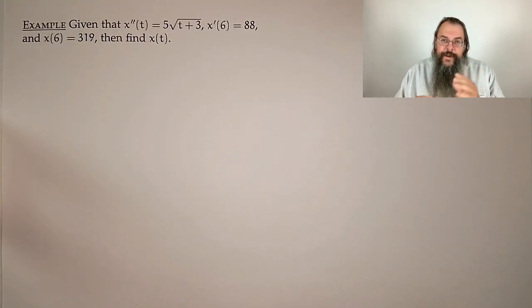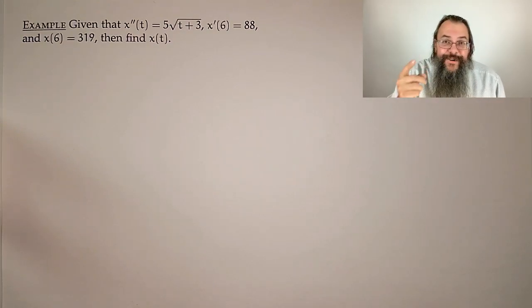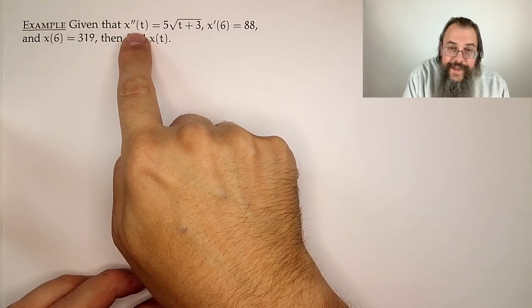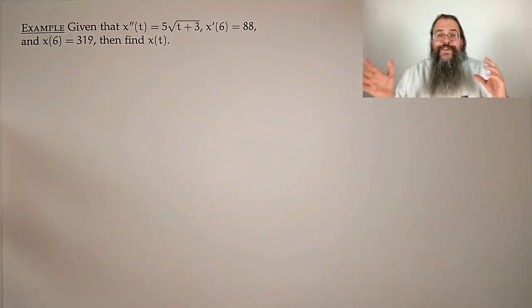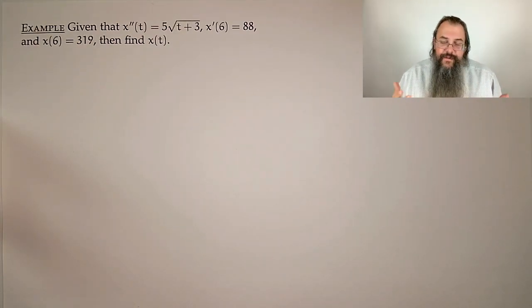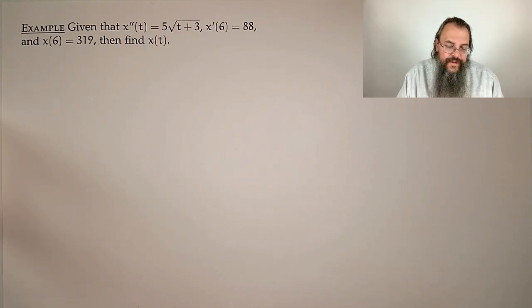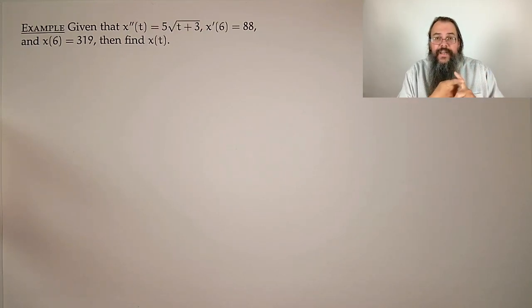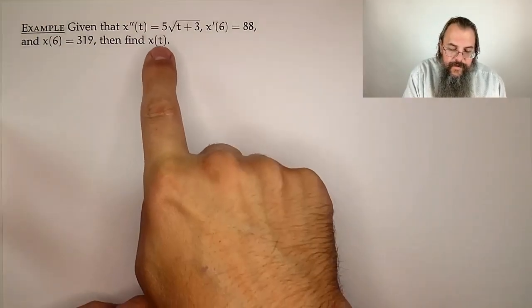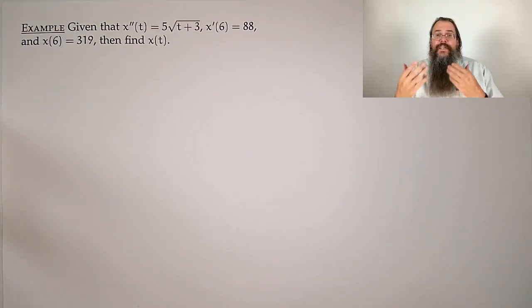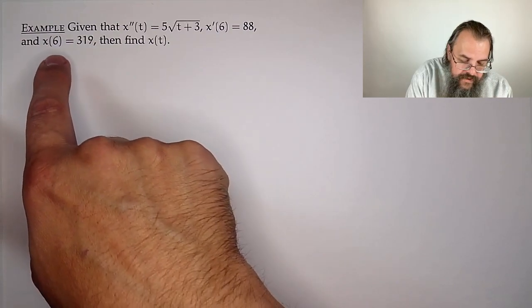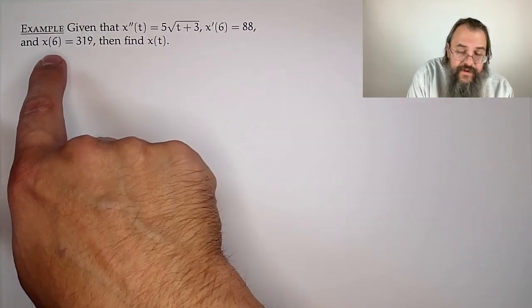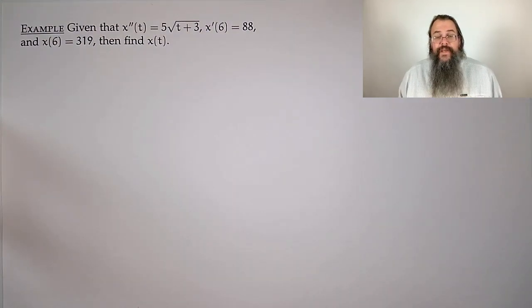Okay, so here is a case where it's a second order because we have x double prime of t. Now, oftentimes when we think of second order, our intuition is like, ooh, it's like an acceleration, right? It's a good way to think about things. Of course, it doesn't have to be, but that's a nice intuitive way. So we're told the second order derivative is 5 times square root of t plus 3, and then we have some initial conditions. Namely, when we plug in 6 into the derivative, we get this number 88. When we plug 6 into the original function, we get 319. And the question is, okay, what is x of t?